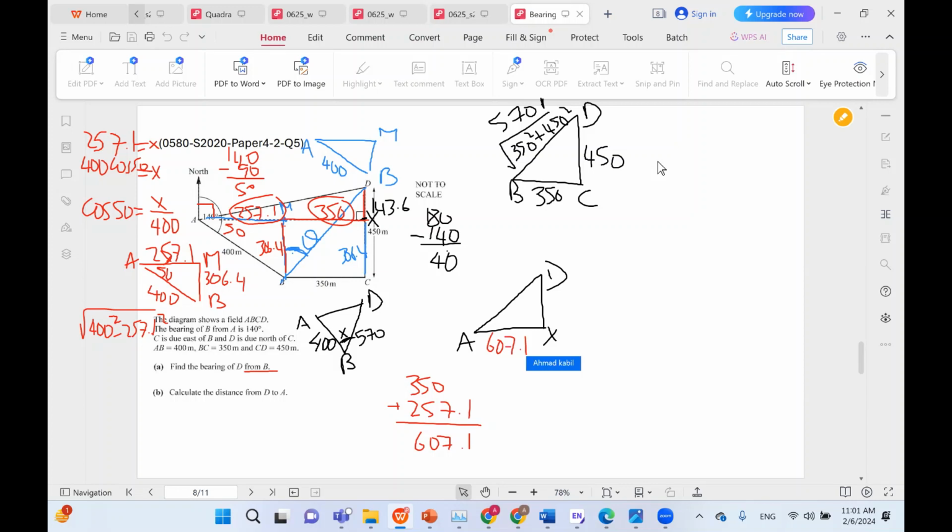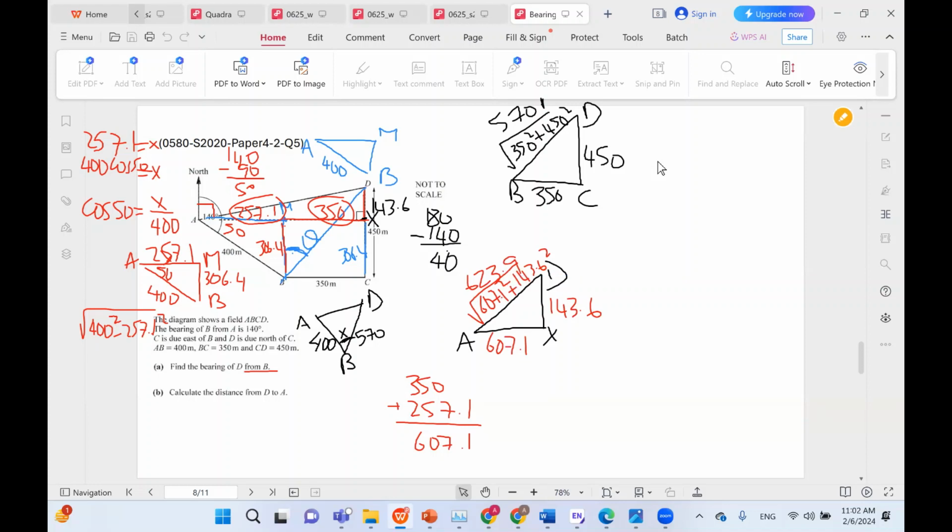Now we can get the distance AD. So XD is equal to 143.6. And we can just do the Pythagorean of both. 607.1 squared plus 143.6 squared. And then we take the radical of this answer. We get 623.9 for AD, or 624.